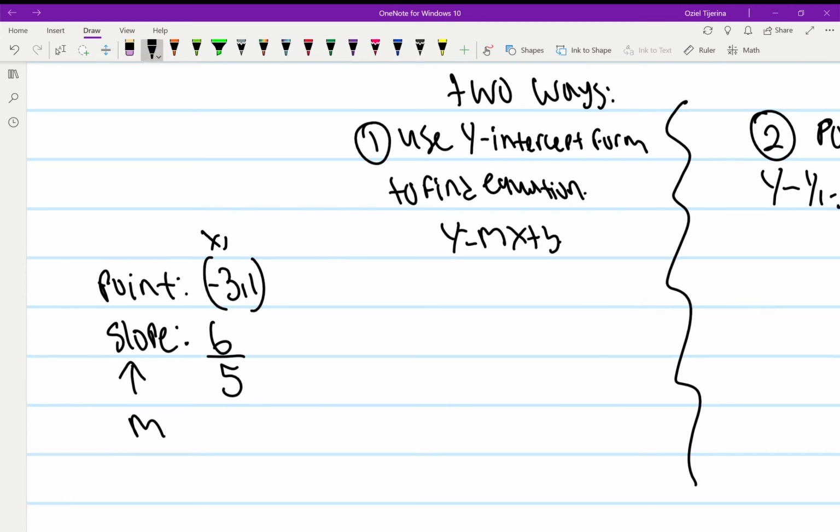It doesn't matter how you label this. I would label it as x comma y, but yeah, so we have our y value is 1, so that's equal to, and our slope is 6/5, so it's going to be 6/5 times -3 plus b, okay? We do not know our b. This part right here is our y-intercept.